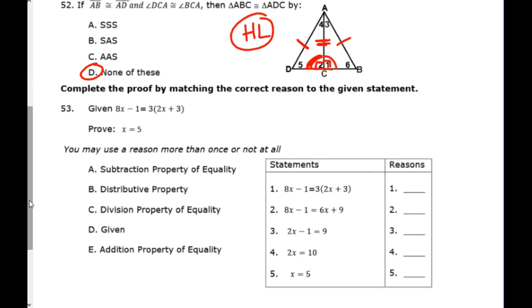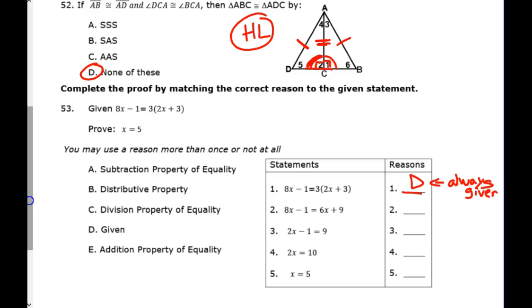Given 8x minus 1 equals 3, parentheses 2x plus 3. Let's prove x equals 5. So all you got to do is tell me the property that we do for each step. So number one is always what? You always start with letter D, given. Always given first.